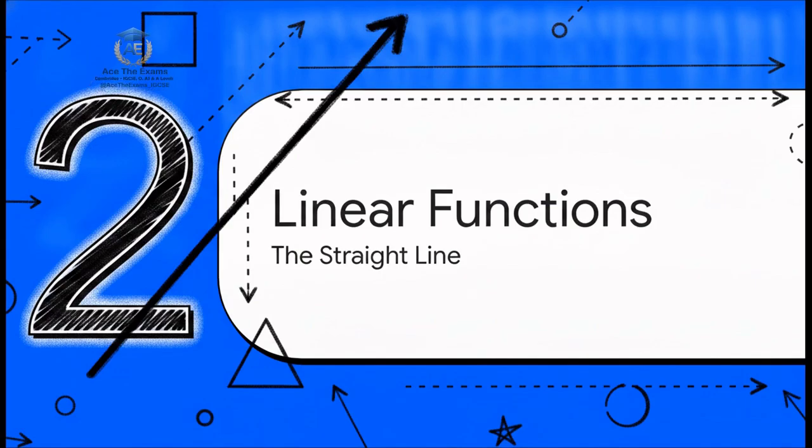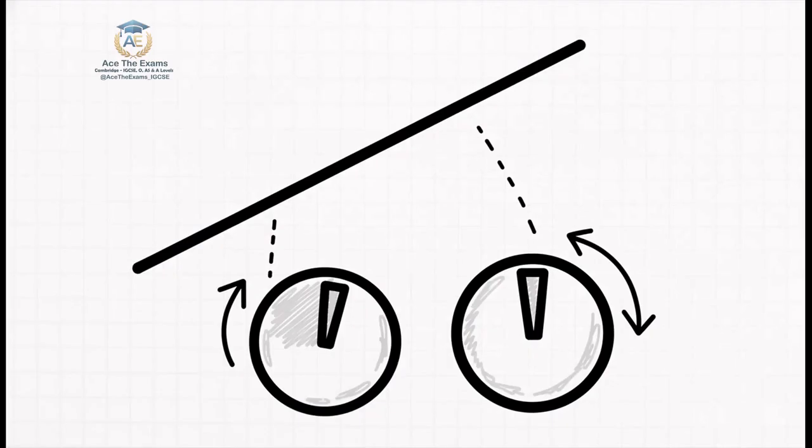Moving right along to Section 2, Decoding Linear Functions, the straight line. Let's see how our inputs and outputs build our very first visual code. Whenever you see an equation in this specific format, f of x equals ax plus b, your brain should instantly picture a straight line.